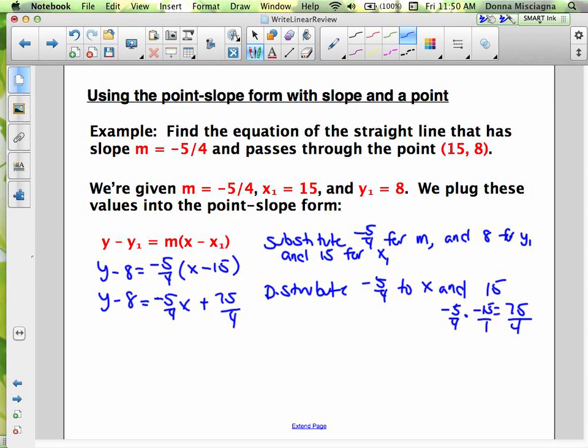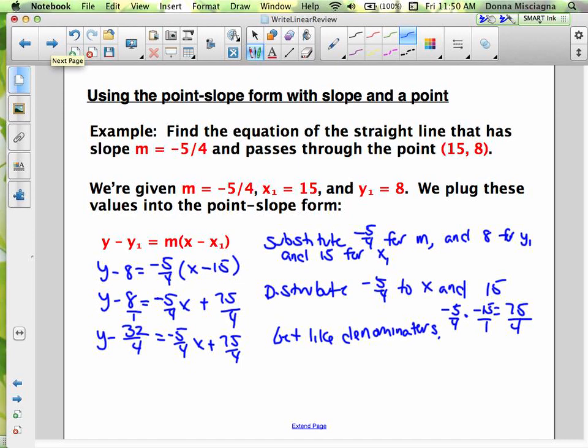Now the only way we can combine the 8 with the 75/4 is to change that to fourths. Right, so if we want 4 to be in the denominator, and technically an integer has 1 in the denominator, it means we'd have to multiply the 1 times 4. Well, if you multiply 1 times 4, you have to multiply 8 times 4. So that would be 32/4. So notice 32/4 and 8 are the exact same thing. Equals -5/4 x plus 75/4. So here I'm just going to put like denominators. We didn't have that step in the other problem.